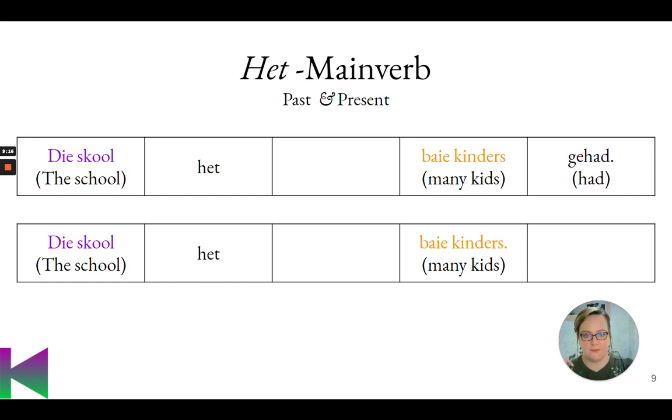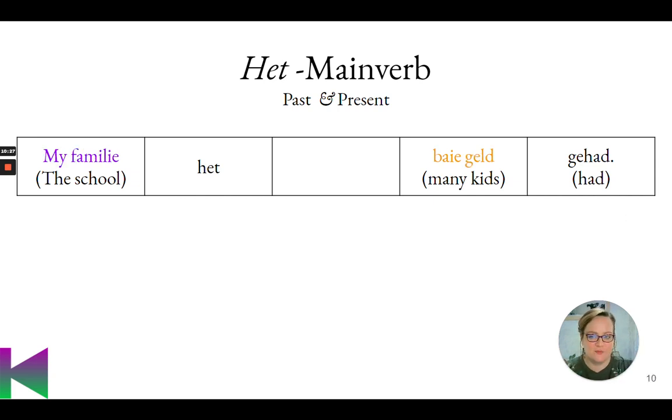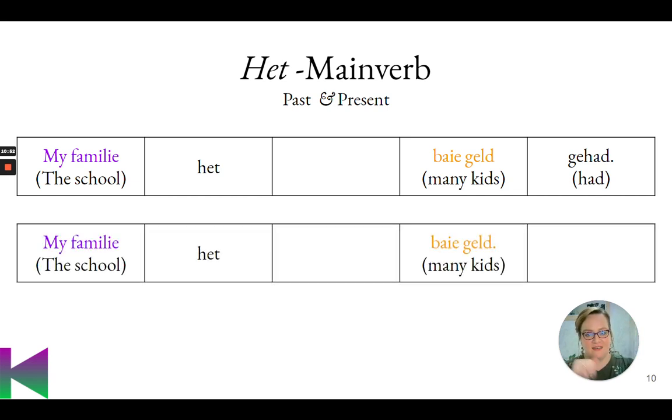One more example. I hope you like this example. My familie het baie geld gehad. Okay, so obviously we want this sentence in present tense because that's what we really want. How would you put this sentence into present tense? The easy way is you just take that gehad and chuck it over the other side. The present tense is my familie het baie geld.